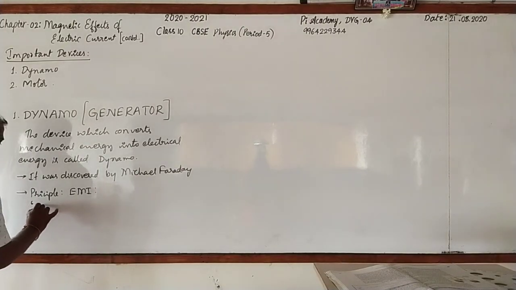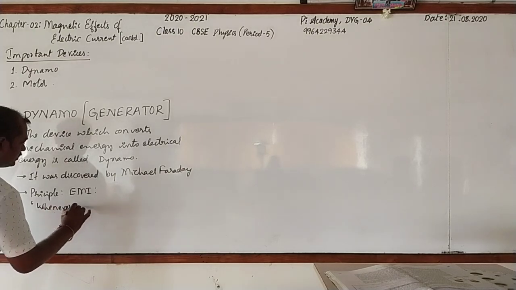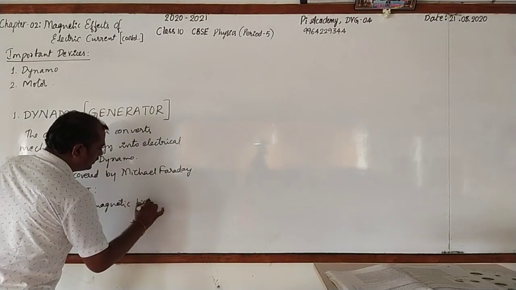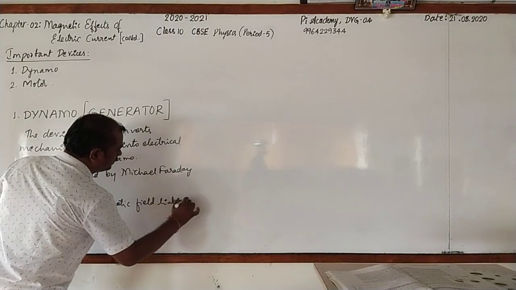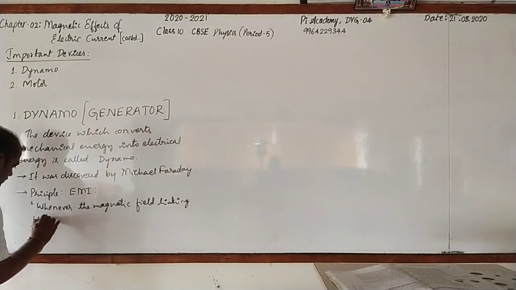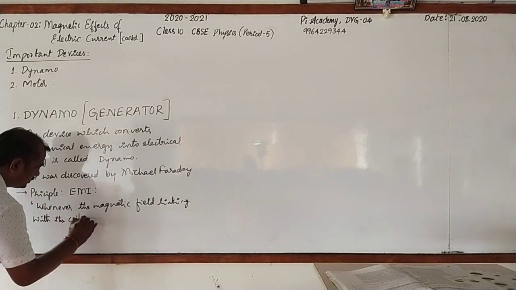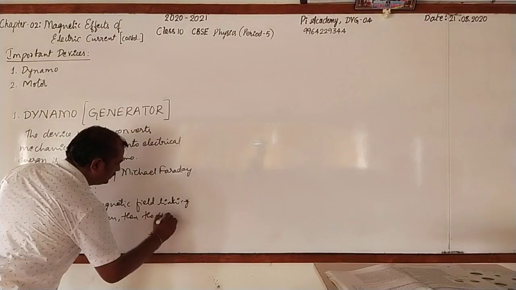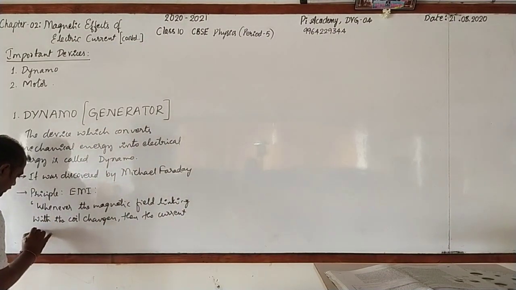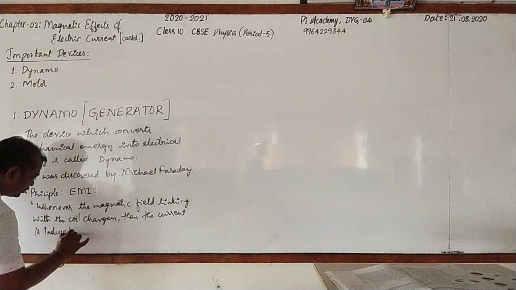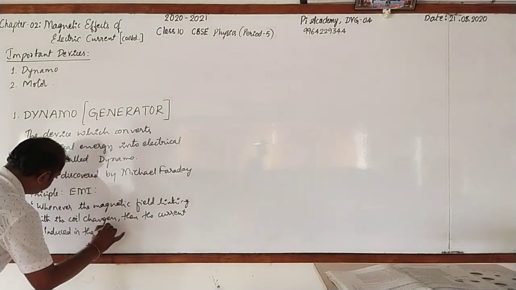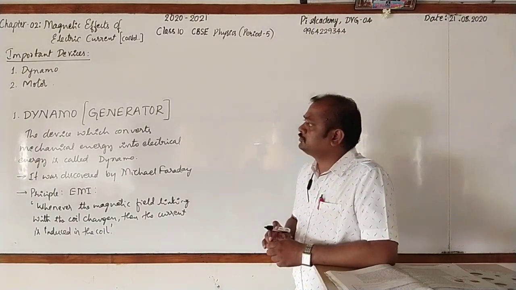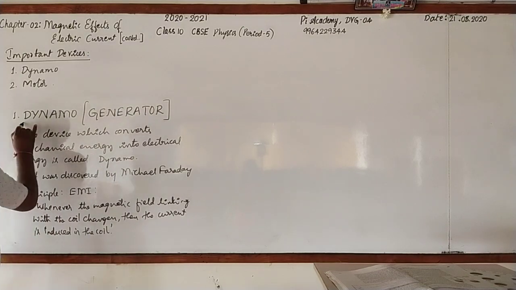Whenever the magnetic field linking with the coil changes, then the current is produced or induced in the coil. This is the principle. Now, I'll go for drawing the diagram of the dynamo.